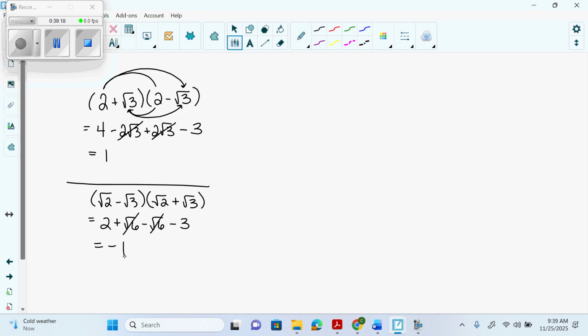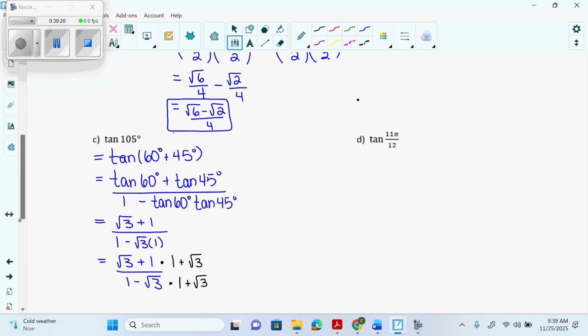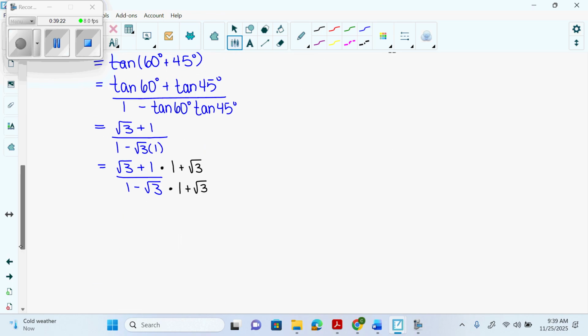So, knowing that, what am I going to multiply by? 1 plus root 3, 1 plus root 3. So let's see what we get. So, 1 times root 3 is root 3. Then we do outsides. Root 3 times root 3 is 3. Then we do insides. 1 times 1 is 1. Then we do last. 1 times root 3 is root 3. All over 1 times 1 is 1.